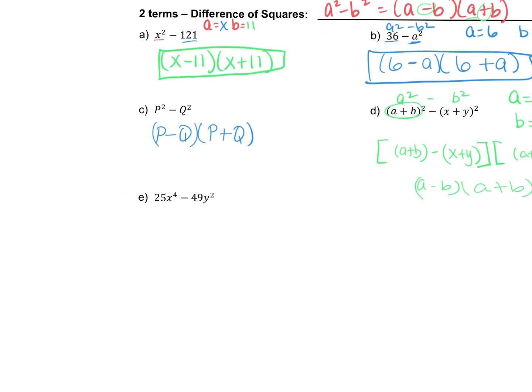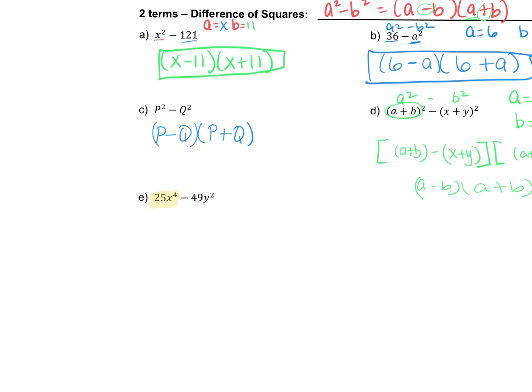And here we have 25x to the fourth minus 49y squared. Find the GCF. Now, a little reminder: if a variable has a power that is an even number, it is always a perfect square. So just know that. Since I have x to the fourth, this part right here is a perfect square. 25 is a perfect square, x to the fourth is a perfect square.